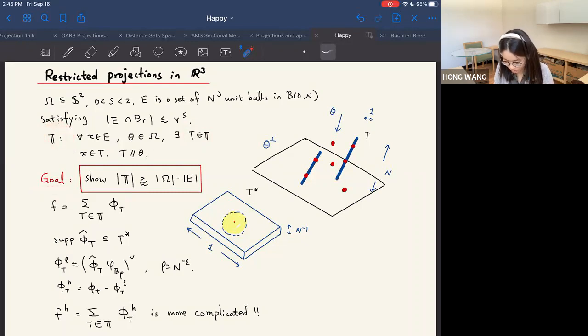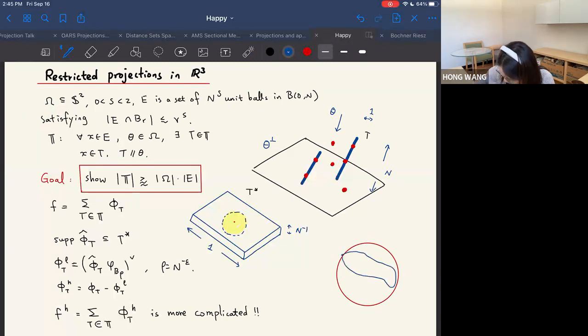Our goal is to show that the number of those tubes should be greater than the number of directions times the cardinality of E. So recall that this omega will be like a 1 over n separated set of directions on a curve in S2. And so this is our goal, and we can formulate it as before.